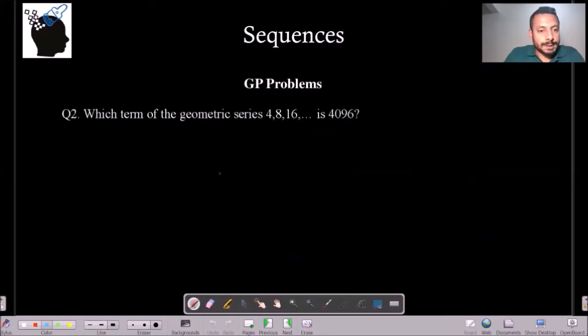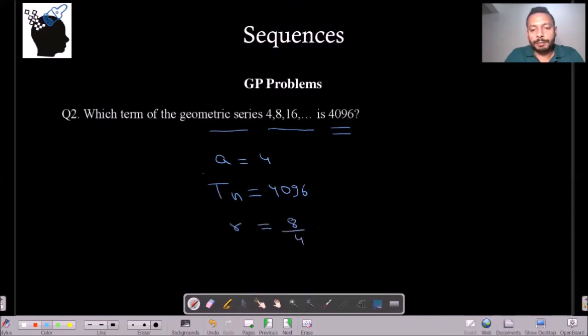Okay, so let's solve this. Which term of the geometric series, this is the series given to us, is 4096? So let's write down the things which are given to us. The first term is given to us, which is 4. The nth term is given to us as 4096. We can find out the common ratio, which is 8 divided by 4, which is nothing but 2. And we need to find out the value of n.